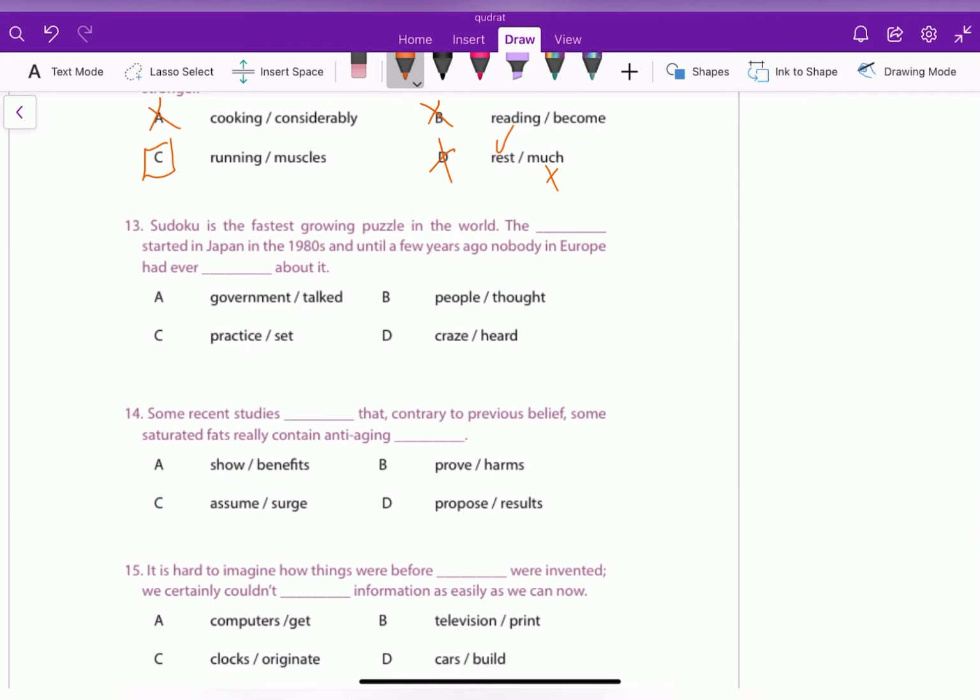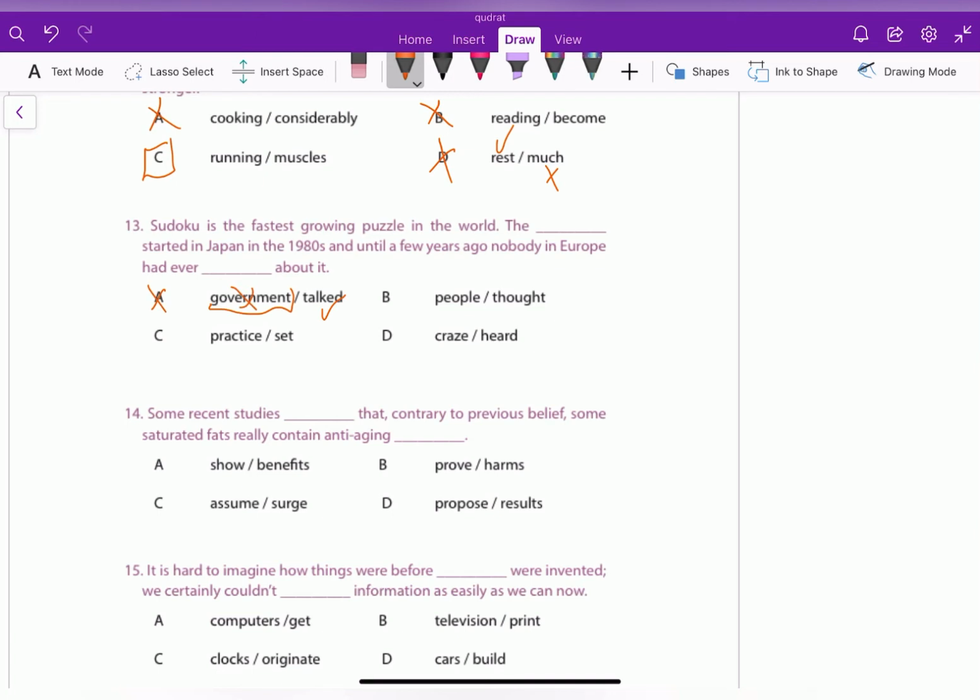Sudoku is the fastest growing puzzle in the world. The blank started in Japan in the 1980s. Until a few years ago, nobody in Europe had ever blank about it. Okay, we're going to skip the first sentence because it has no fill in the blank. So the government started in Japan in the 1980s. Until a few years ago, nobody in Europe had ever talked about it. Well, no, because the government has nothing to do with this game. So talk makes sense, government doesn't make sense.